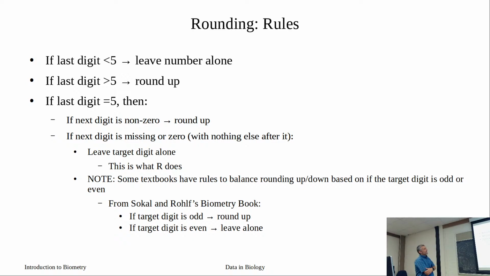So how do we round? Basically, we look at our target digit. We want to know where we want to round, and then we go to that next digit. So I'm just going to use some letters in place of our numbers.